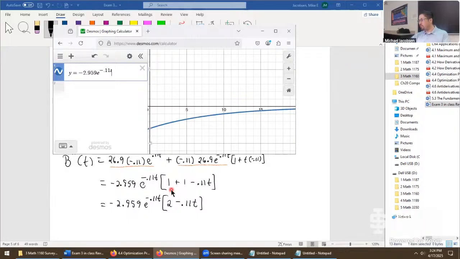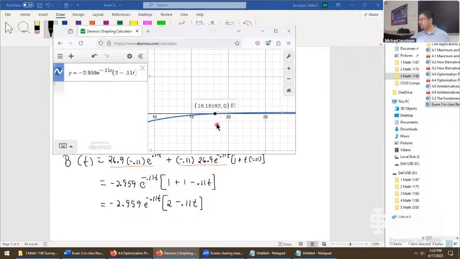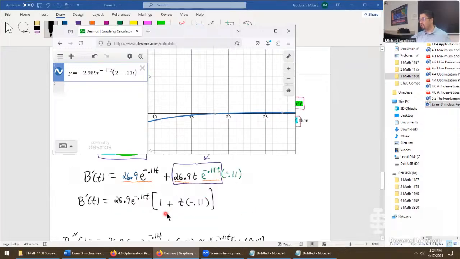But then we had this factor left over. One came from here, and 1 plus t power negative times negative 0.11 came from over here. So the next portion is 2 minus 0.11t. This actually intersects right at here. You plug in 18.18, it now converts positive. Once you go beyond that, we're positive beyond here. So it's not true that this is always negative.